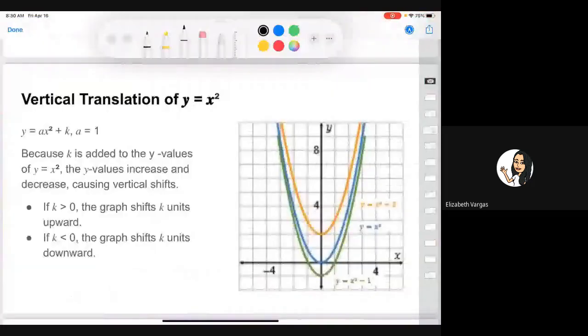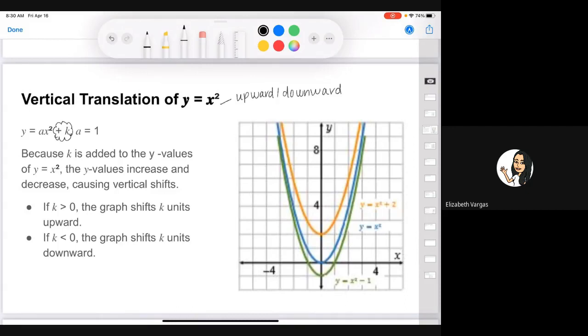Okay. So how do we do a vertical translation? Vertical translations go up or down. The way we do that is we add a value k. Whenever we add a k, we can shift the graph up or down. This is because k is added to the y values of y equals x squared. The y values increase and decrease, causing vertical shifts.